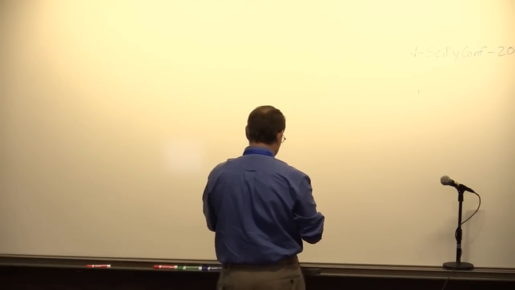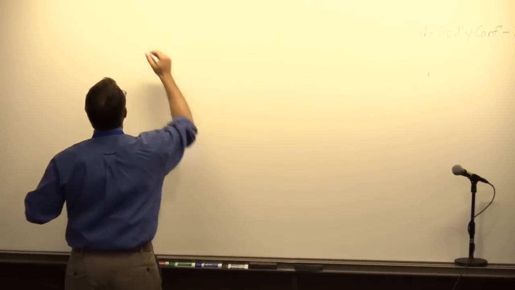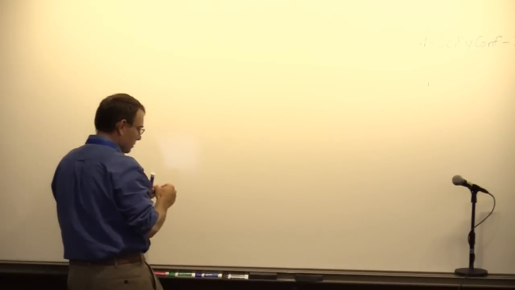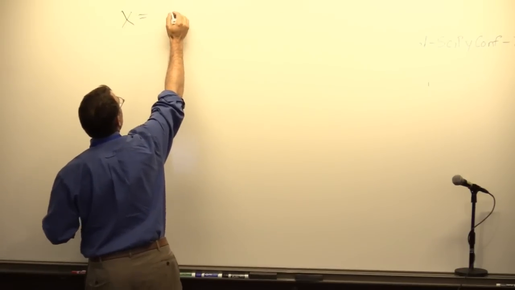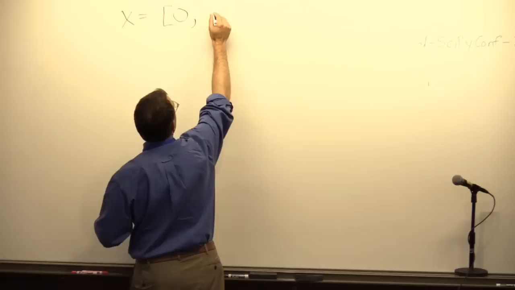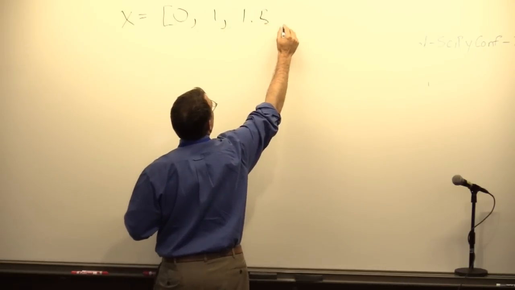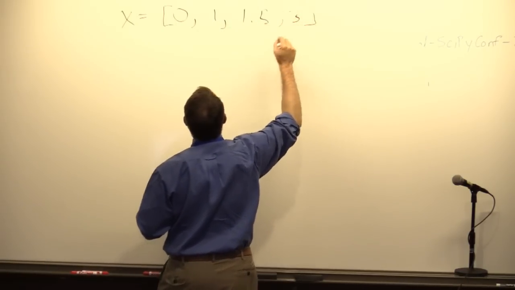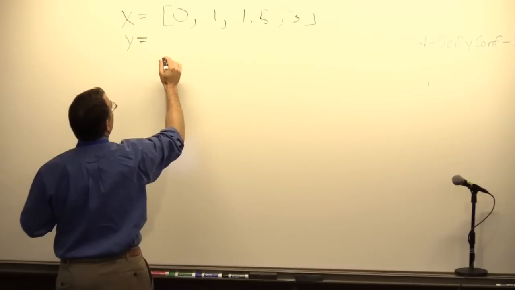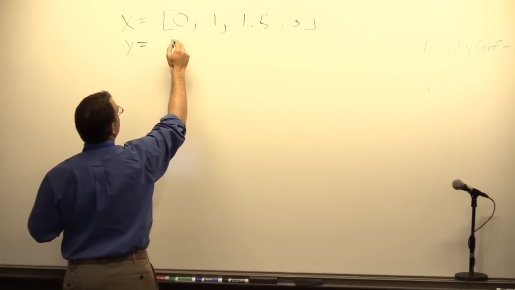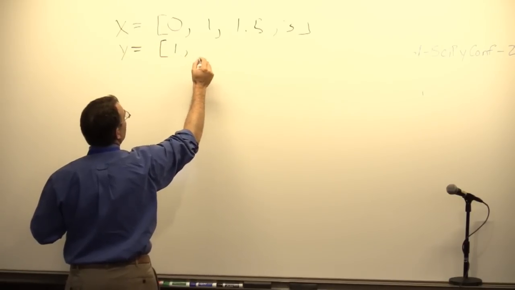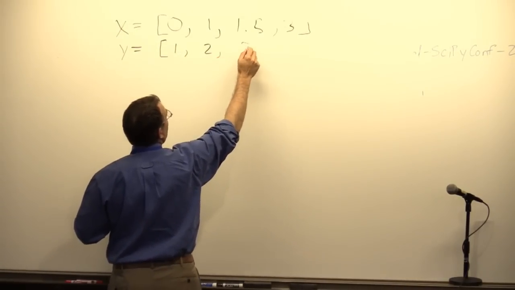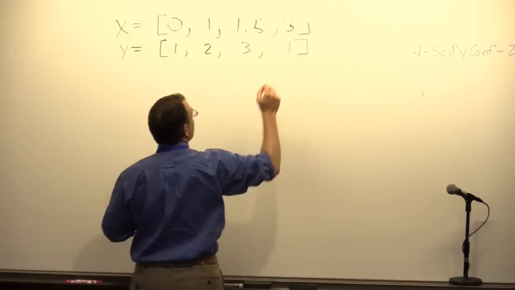So let's take a data set that you might have. All right, x starts at 0 and it goes to 1, 1.5, and 3, or something like that. Okay, and then I have y, and y is going to go from 1, it'll go up to 2, go to 3, and then back to 1, something like that.